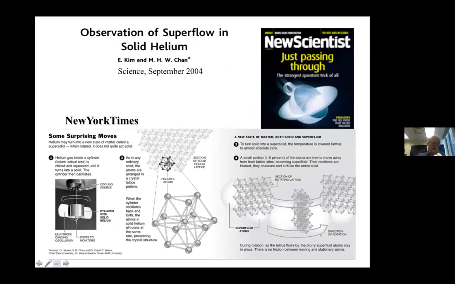So I just want to say another application we did about 10 years ago was in terms of supersolids. It's really the same code that could be used for that too. You probably heard all about this in 2004 if you were doing research back then. This is a picture from Science and the New York Times and everything.